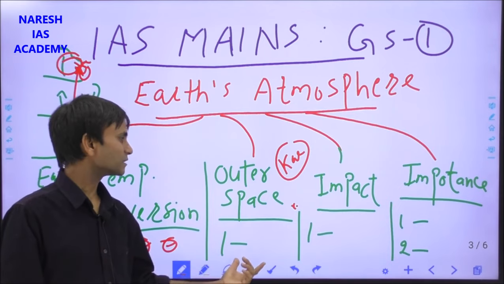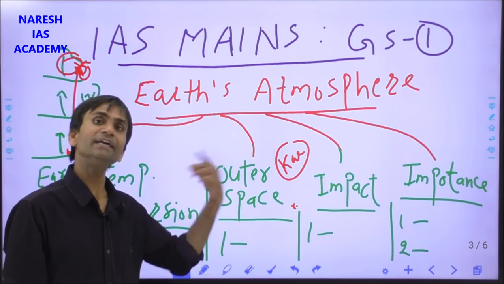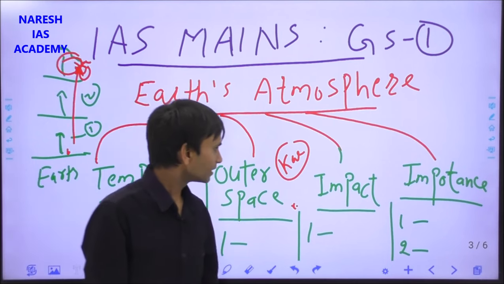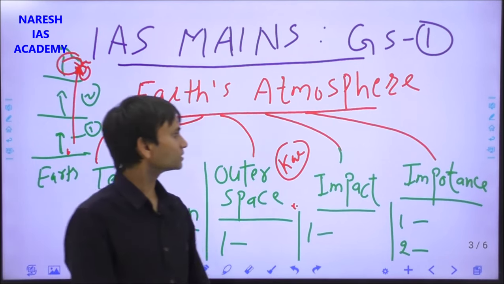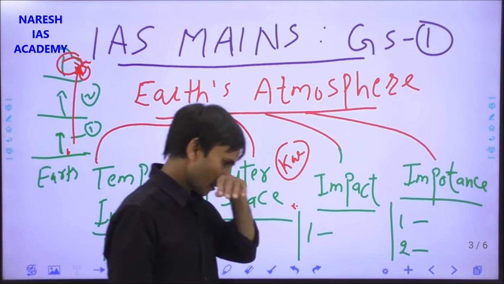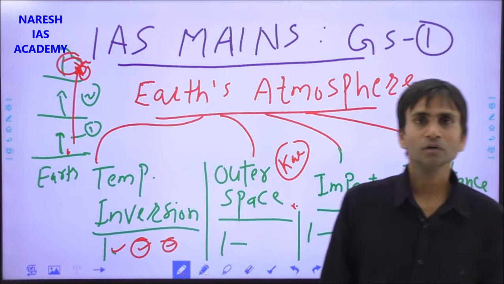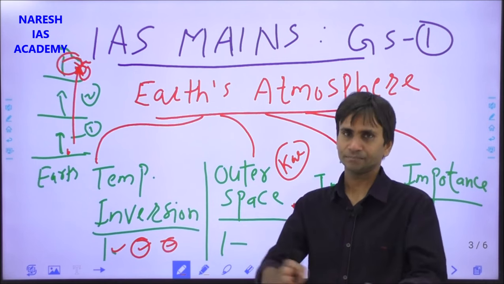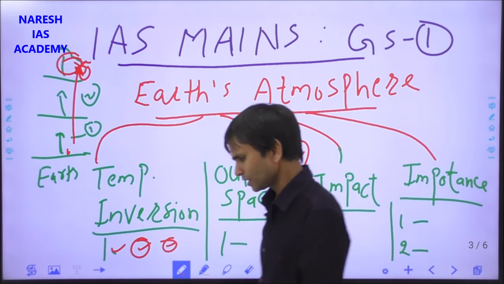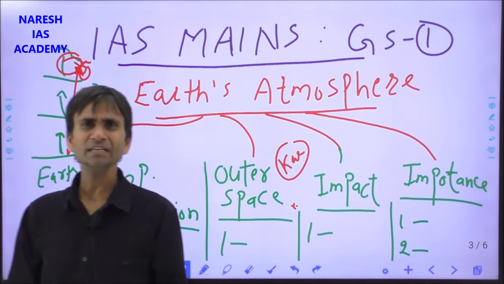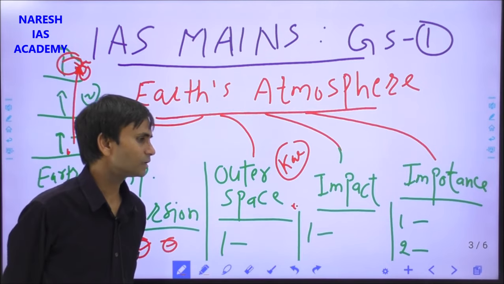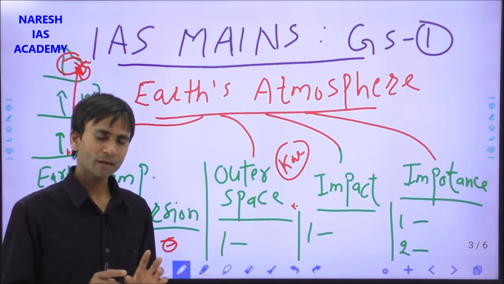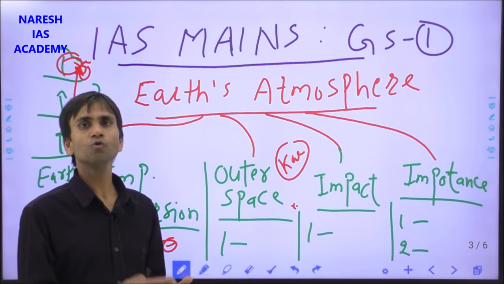UPSC may ask a question from this part anytime, so you must cover this in the three contexts. Next is the impact of human activities, or the anthropogenic process, on Earth's atmosphere. Human activities have affected each and every aspect of Earth's elements, and the atmosphere is one of them, where we can trace many impacts.